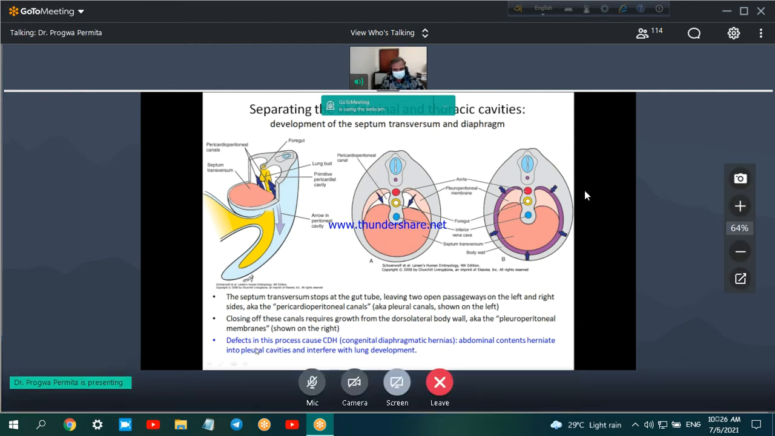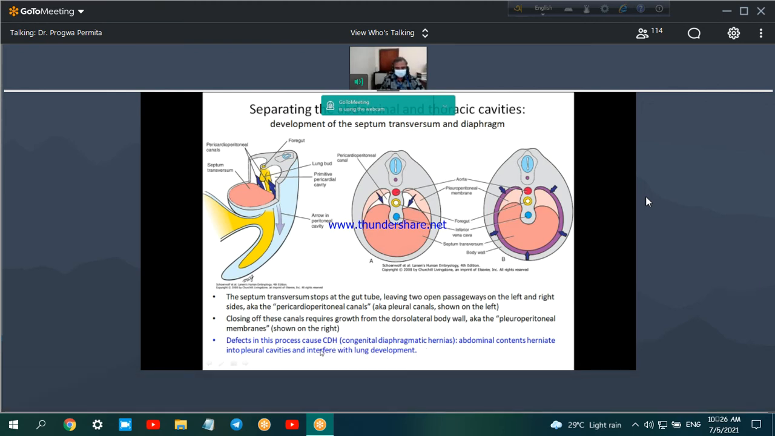Defects in this process cause congenital diaphragmatic hernia. Abdominal contents herniate into the pleural cavities and interfere with lung development. We already discussed this during the study of the head and the GIT. If the pleuroperitoneal membrane is not developed properly, then congenital diaphragmatic hernia in the fetus may develop.